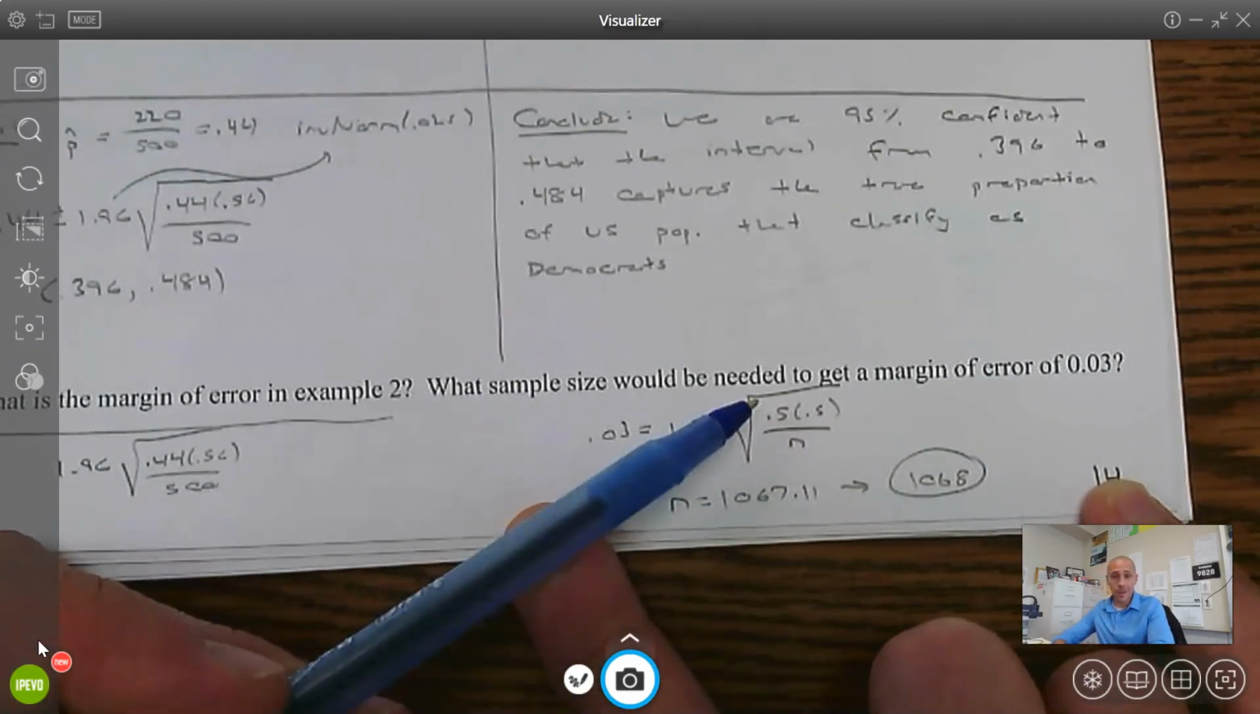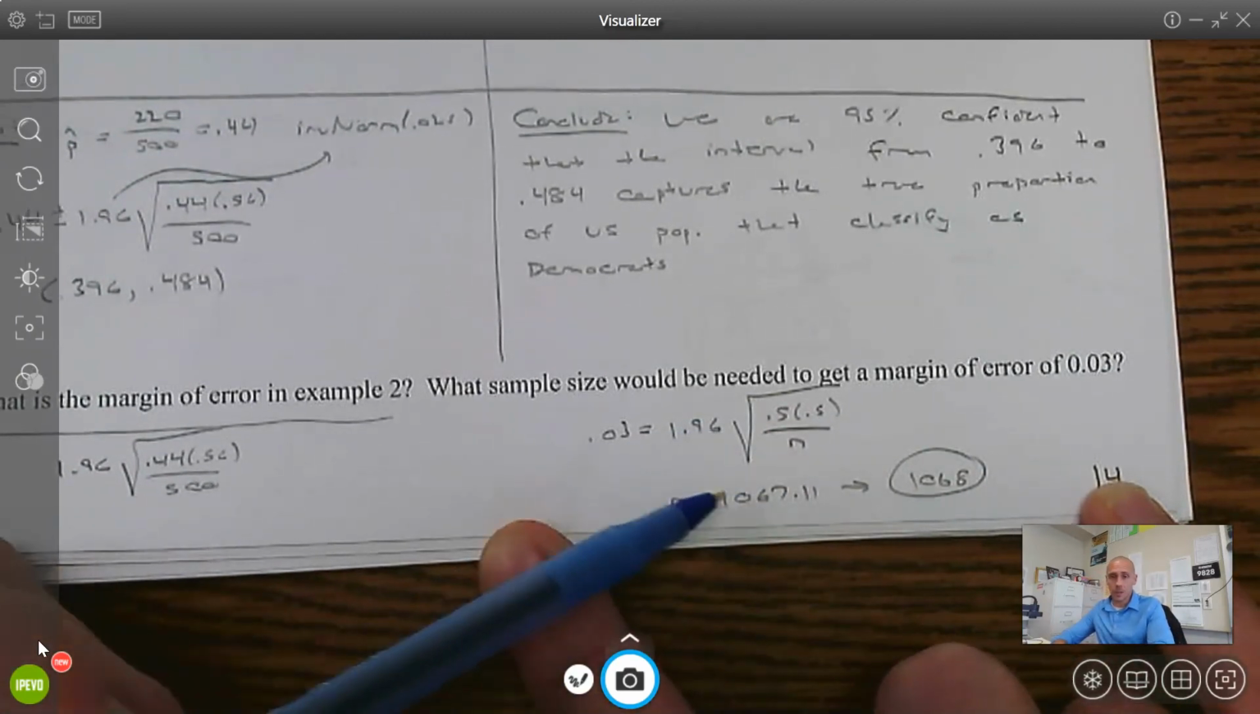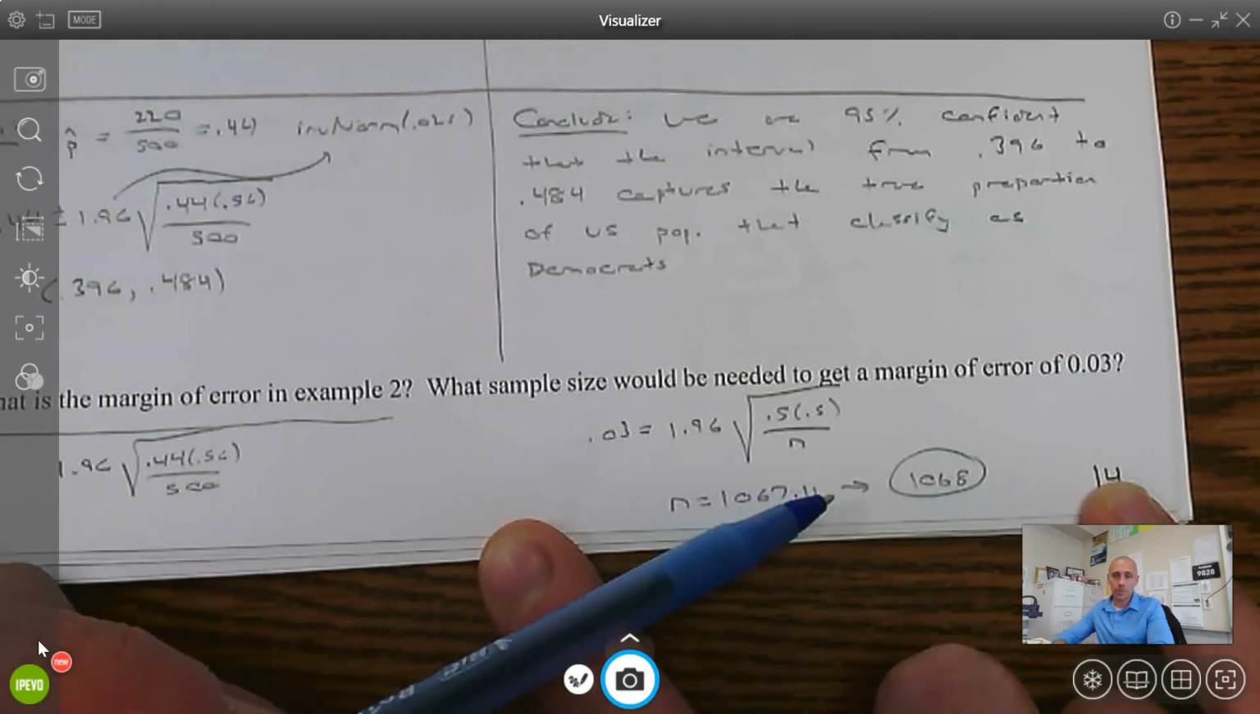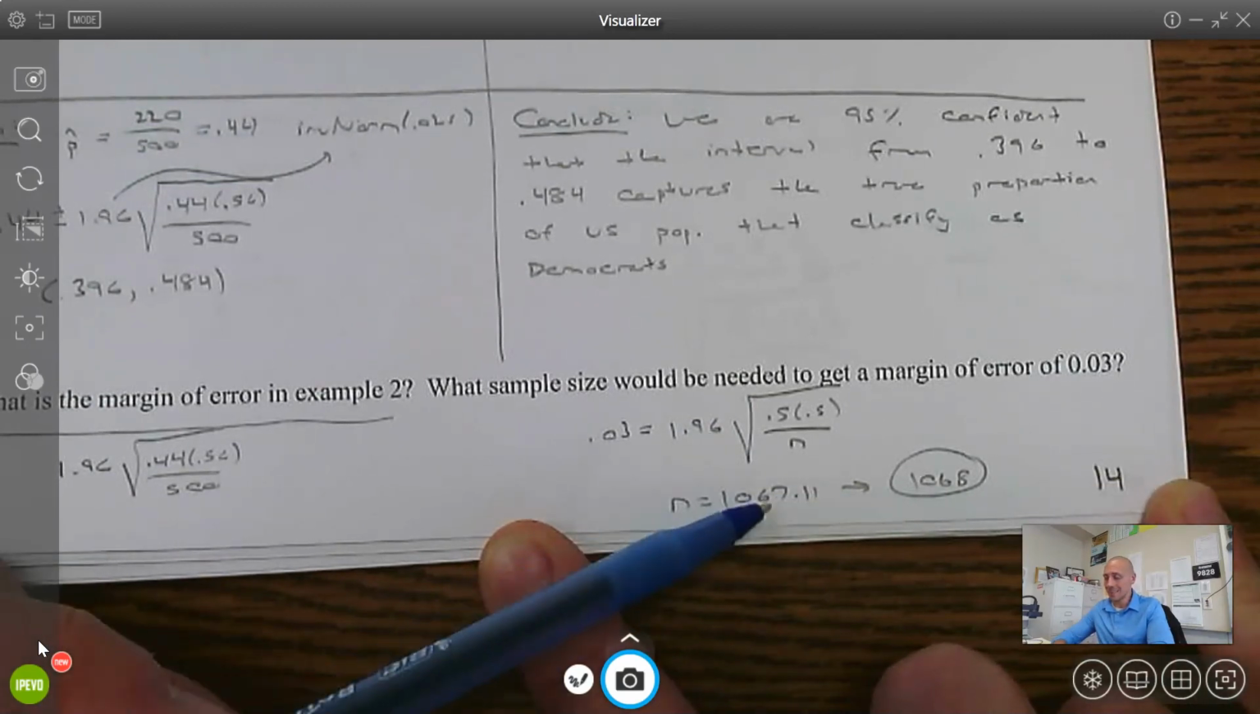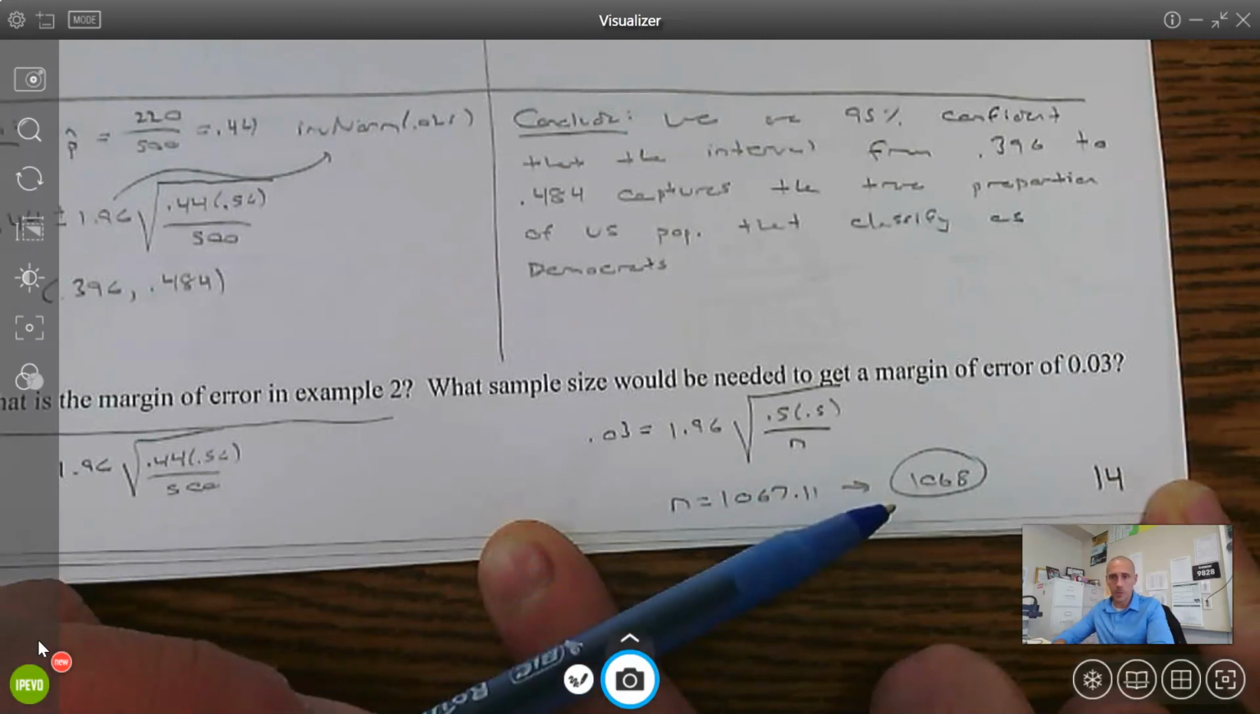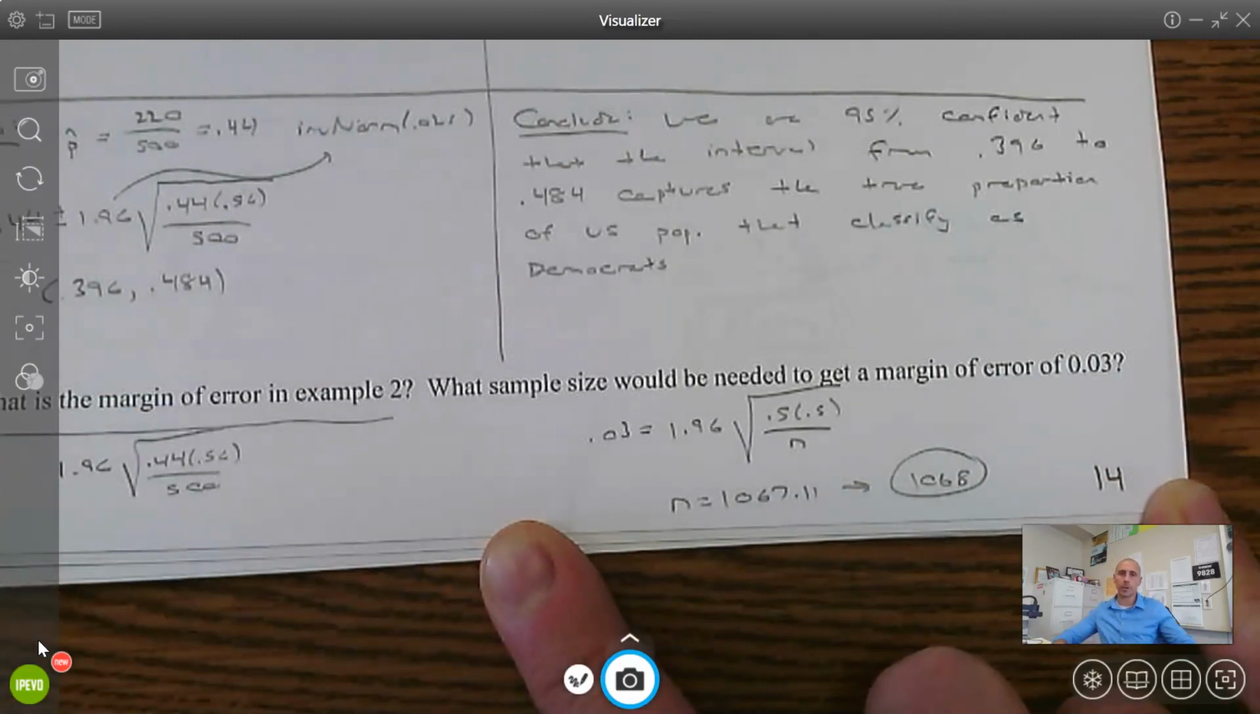And then you just have to do the math to get from here to here. In this one, you get 1,067 point something. So you need to sample at least that many people. You're always going to be rounding this up to the next whole number. So in this case, 1,068.